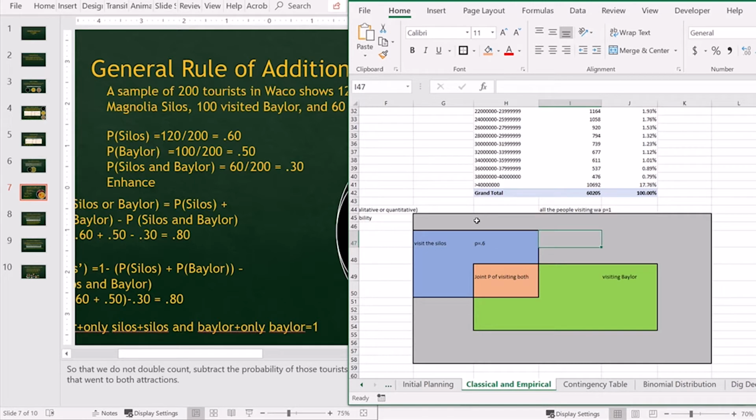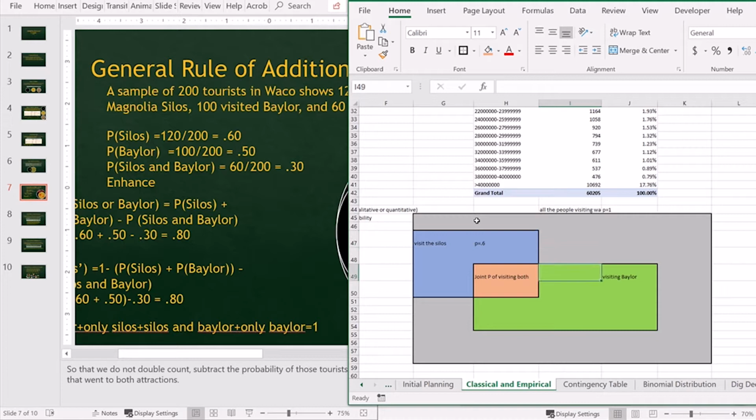Okay. What is the probability of them visiting Baylor? We surveyed 200 people and 100 of them said that they visited Baylor. 0.5. So the probability of them visiting Baylor is 0.5.